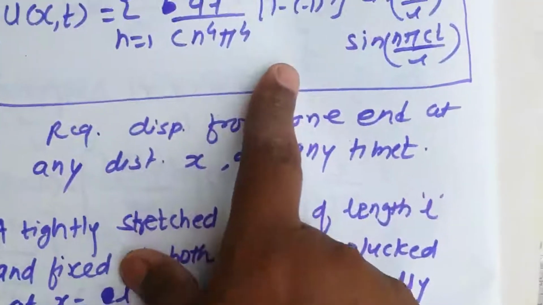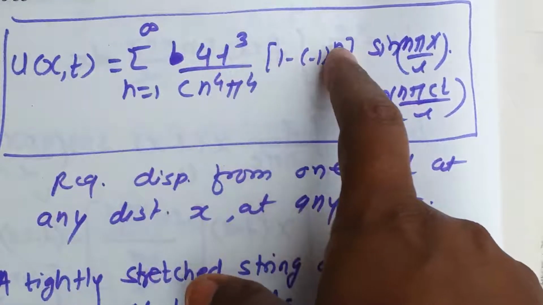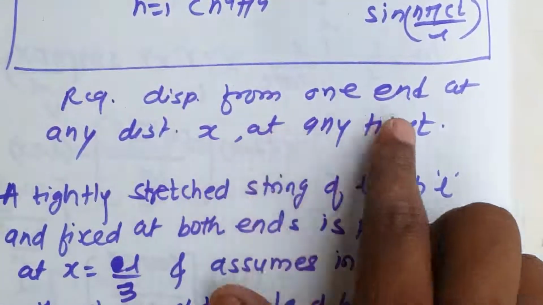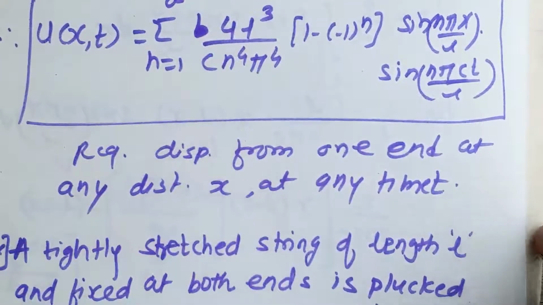Okay. So that value is substituted, and the value of 1 minus cos n pi is 1 minus (minus 1) raised to n, and that will give us the final solution, which is the required displacement from one end at any distance x at any time t. So this is how you can solve the example.